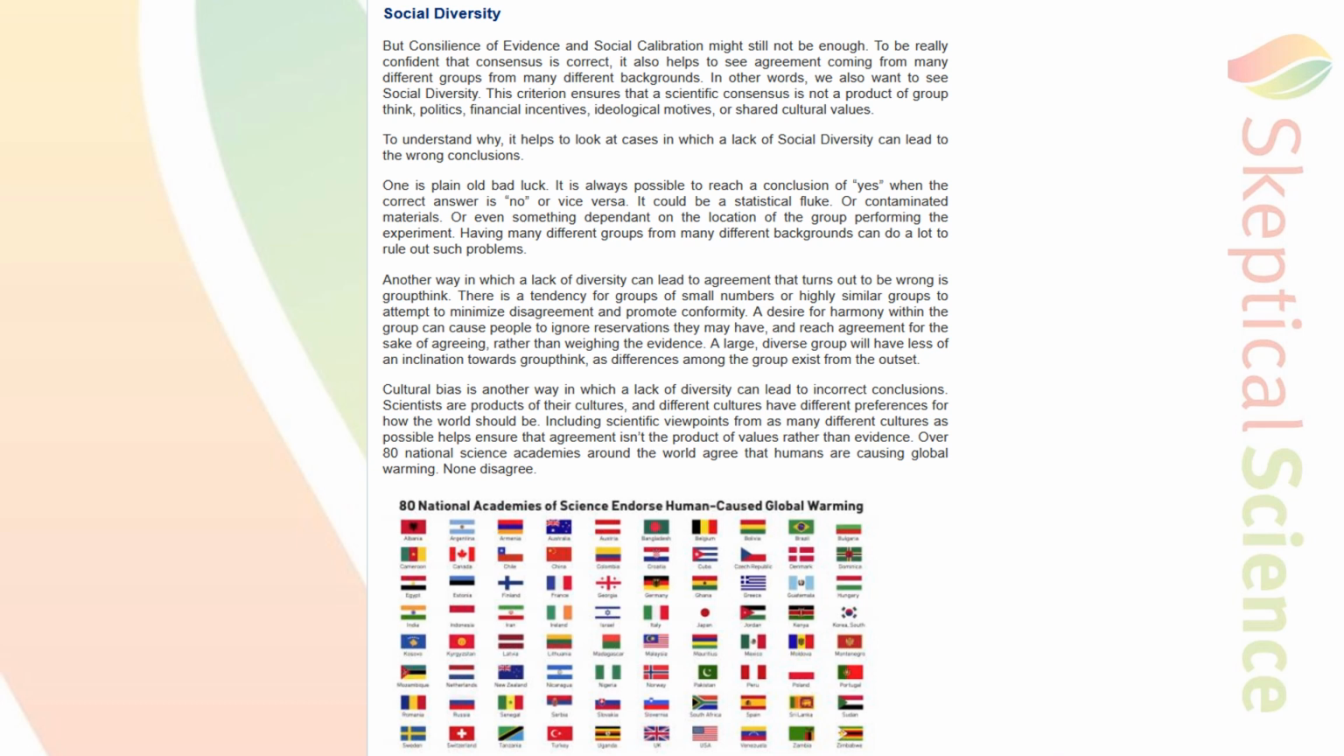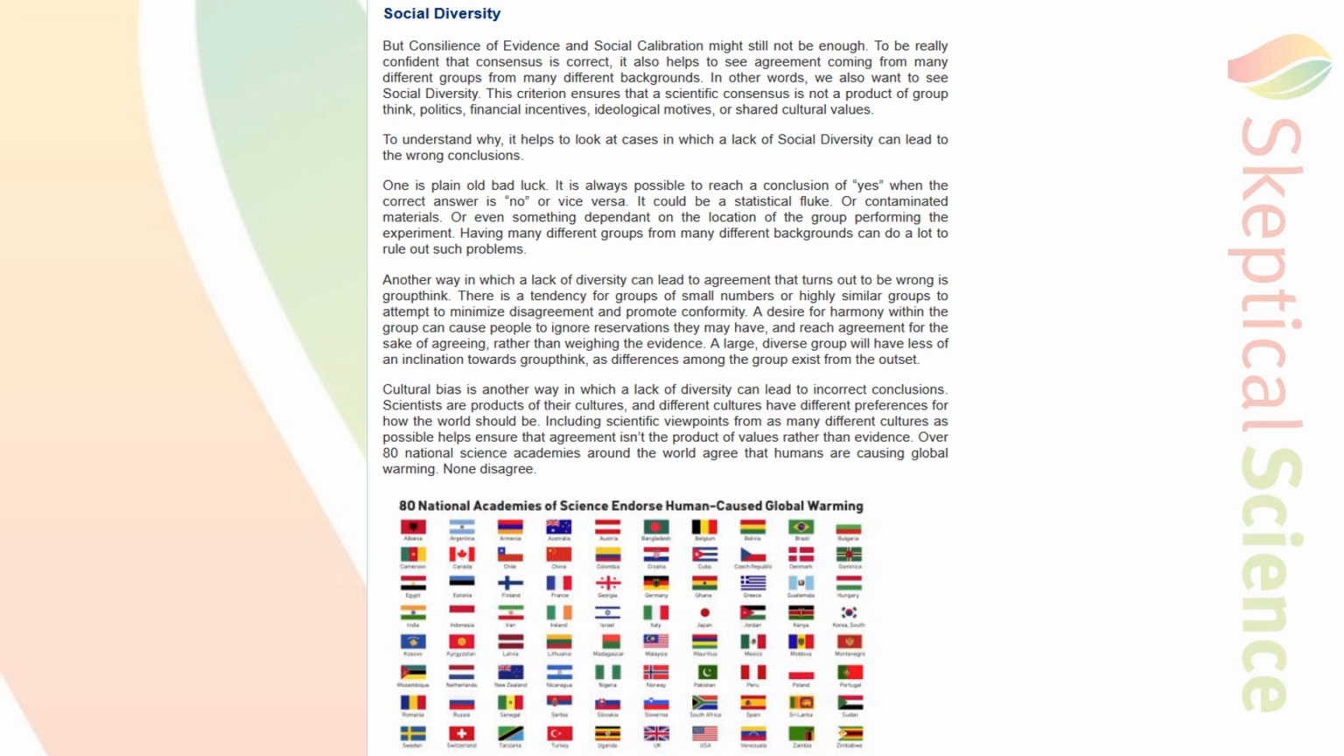Social diversity. But consilience of evidence and social calibration might still not be enough. To be really confident that consensus is correct, it also helps to see agreement coming from many different groups from many different backgrounds. In other words, we also want to see social diversity. This criterion ensures that a scientific consensus is not a product of groupthink, politics, financial incentives, ideological motives, or shared cultural values.